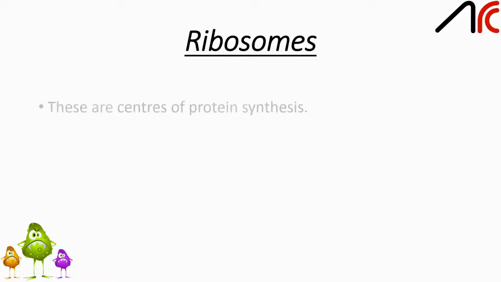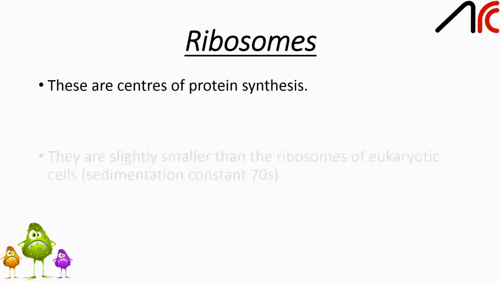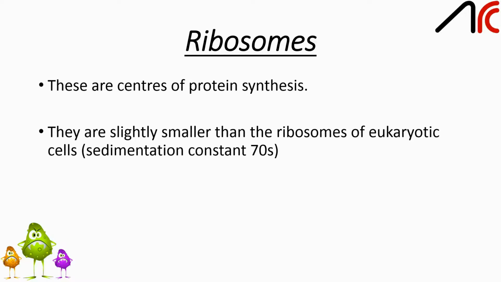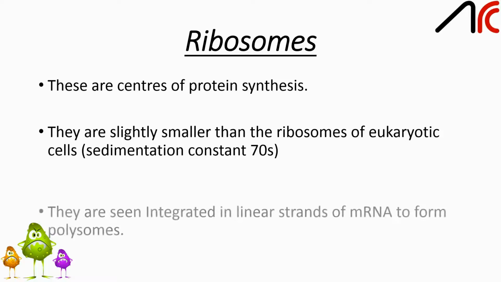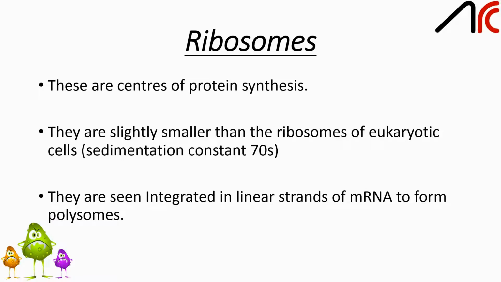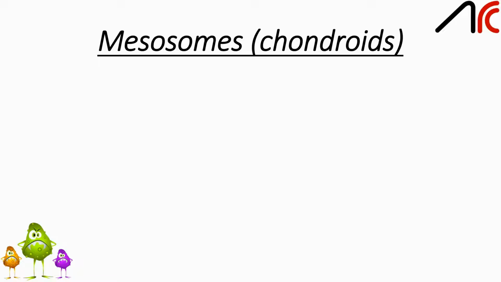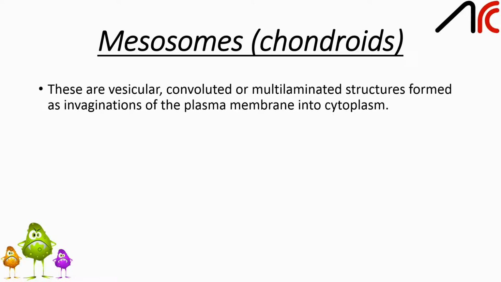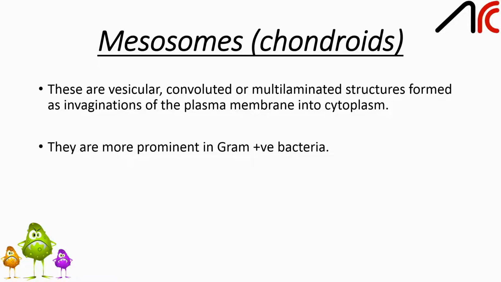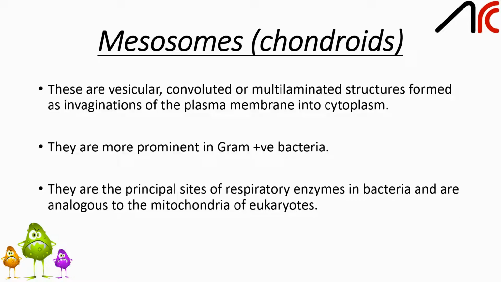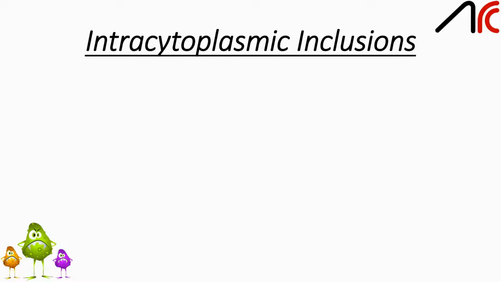Ribosomes. These are the centers of protein synthesis. They are slightly smaller than the ribosomes of eukaryotic cells. They are seen integrated in linear strands of mRNA to form polysomes. Mesosomes or chondroids. These are vesicular, convoluted, and multilaminated structures formed as invaginations of plasma membrane into the cytoplasm. They are more prominent in gram-positive bacteria. They are the principal sites of respiratory enzymes in bacteria and are analogous to the mitochondria of eukaryotes.